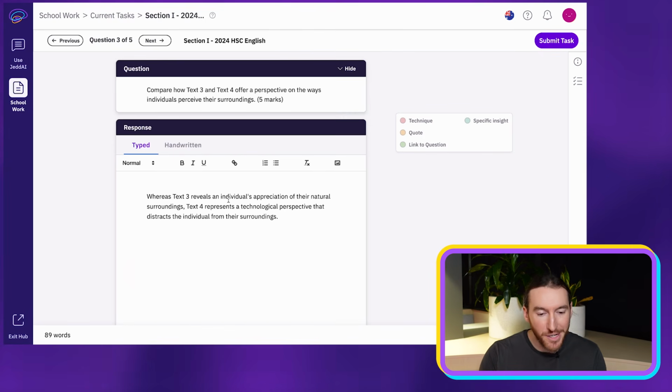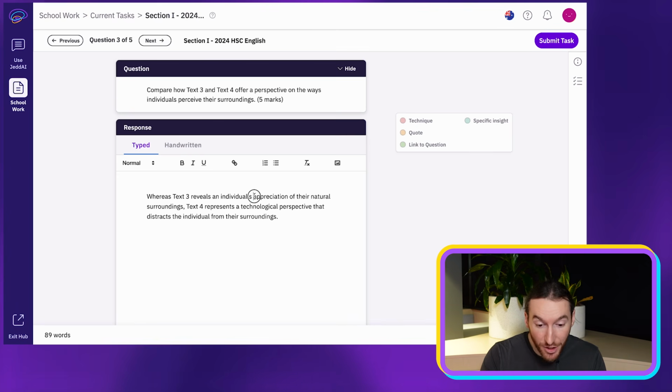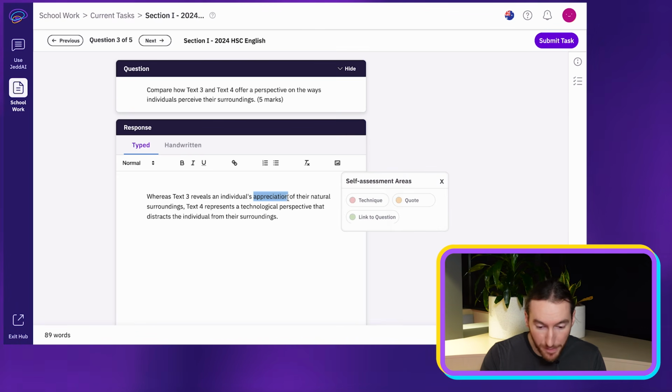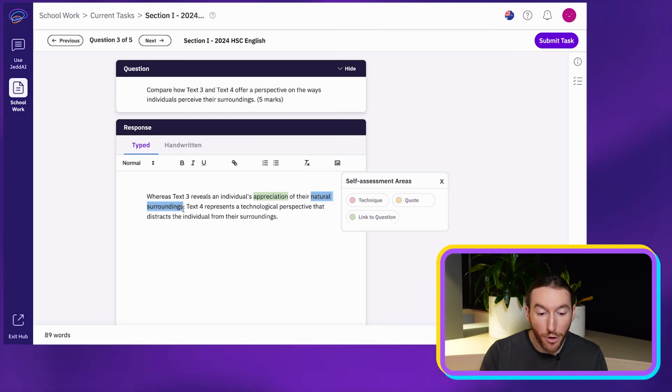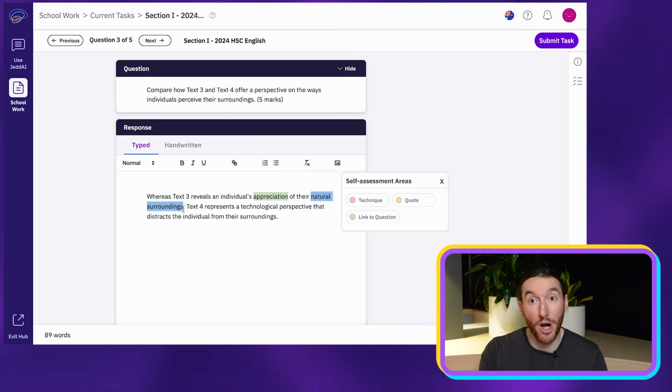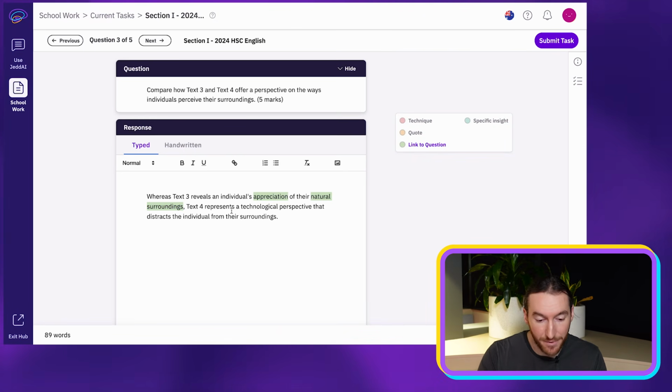Let's go. Okay, so you can see here in the topic sentence, we've started with the word whereas to force the comparison. We say, whereas text 3 reveals an individual's appreciation. See how that's a type of perspective, an appreciation. So that's the specific link to the question. Of their natural surroundings. Notice how we don't just say surroundings, we say what type of surroundings, natural surroundings. That helps us give a specific answer for text 3.